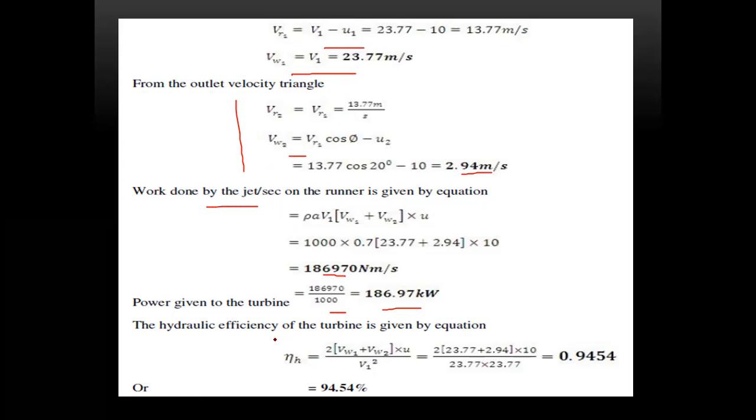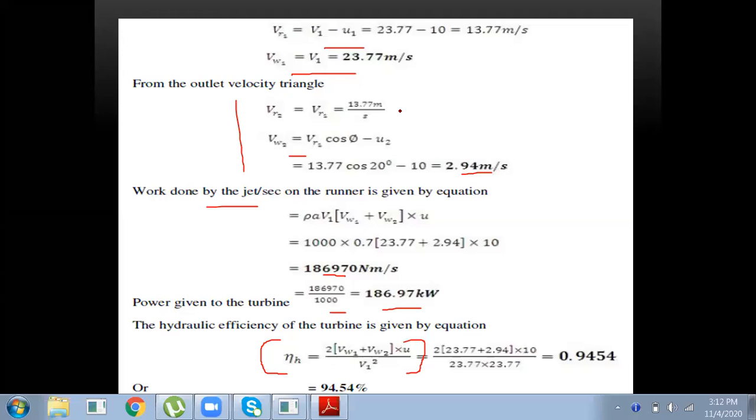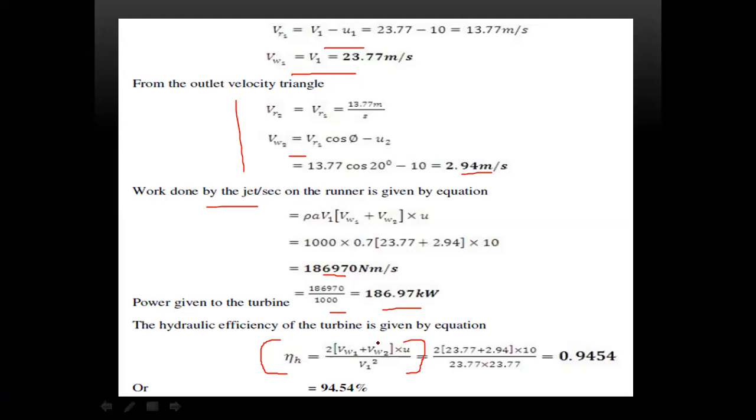Therefore the hydraulic efficiency formula is: hydraulic efficiency equals 2 of (VW1 plus VW2) into U by V1 square. So finally you are getting the efficiency as 94.54.